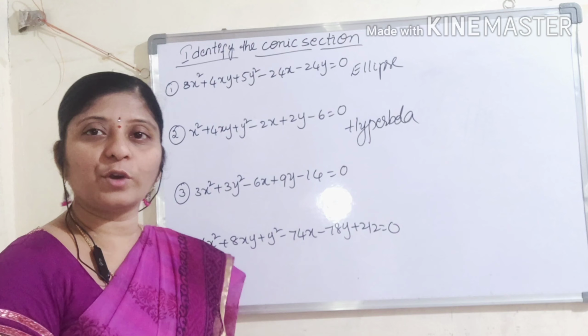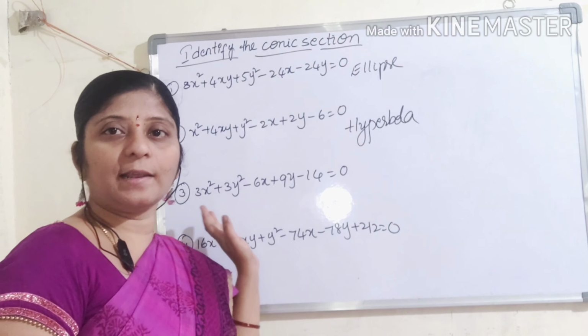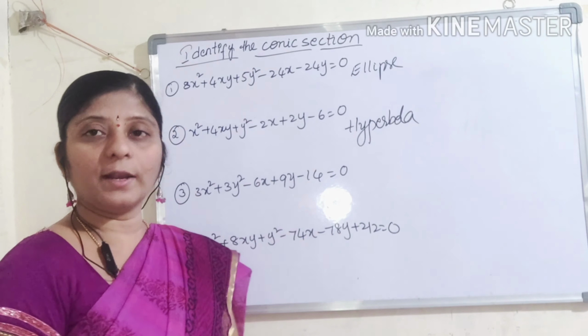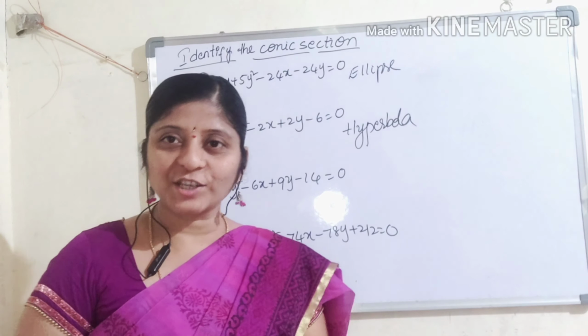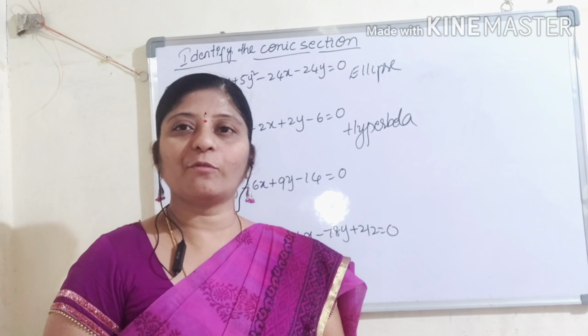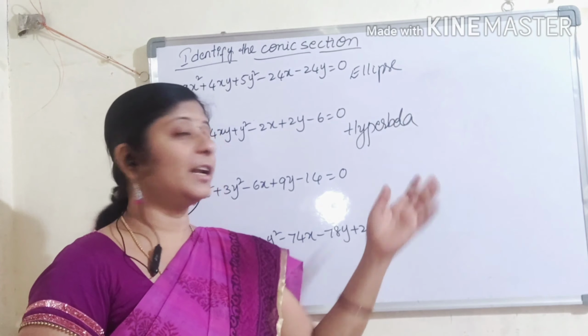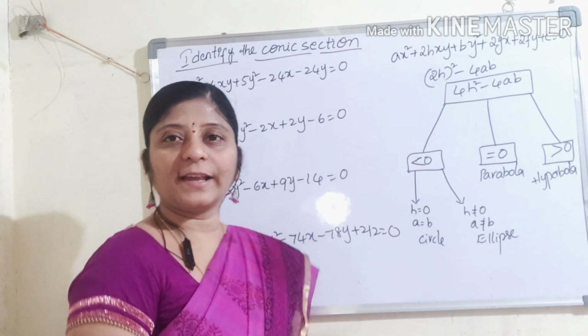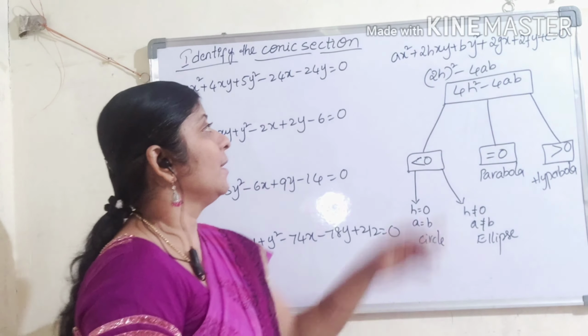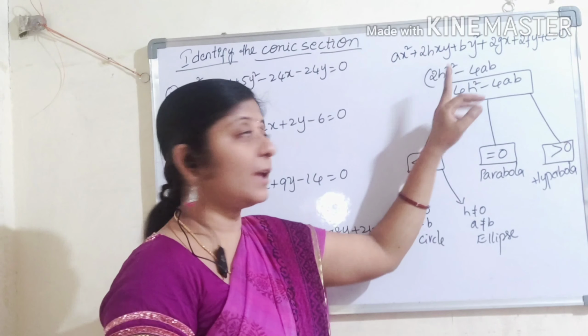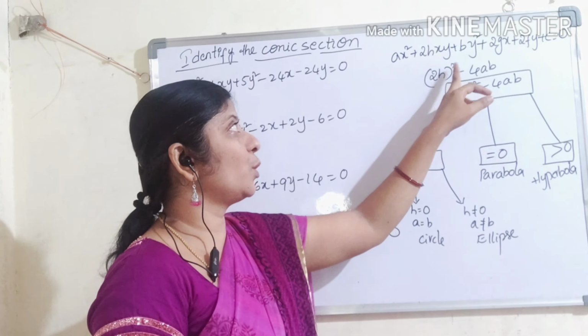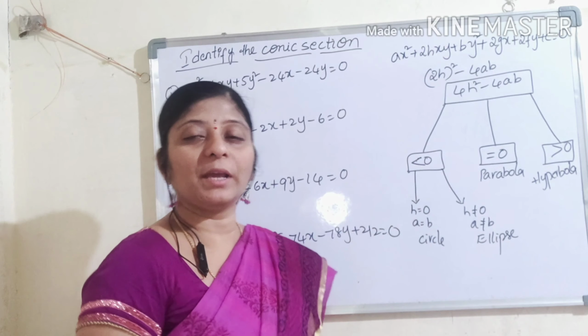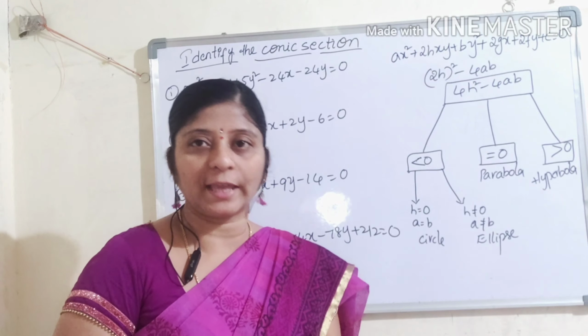Within seconds, I can say which conic section the second degree equation represents. If you know the magic behind this, you can also make wonders. Let us see that wonder. How can we write? Here I have a second degree homogeneous equation. The coefficient of xy, 2h whole square, minus 4ab, that will become 4h square minus 4ab.